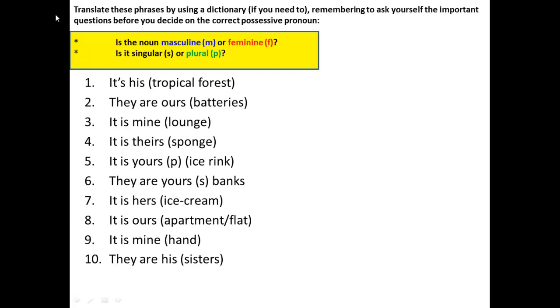Número 1. It's his tropical forest. Es la suya. The word is selva and it is feminine, so you have to use the feminine possessive pronoun, even though it is his. If you made a mistake with this first one, just make a correction so hopefully you can learn from the mistake. If you think you've maybe made some mistakes in the later ones as a result, pause recording now and then just double check them before we move on with the answers.